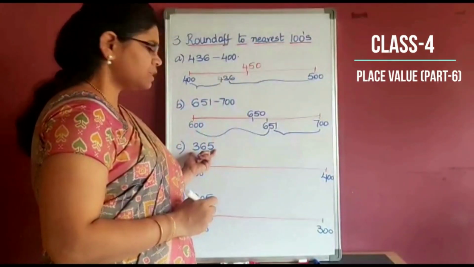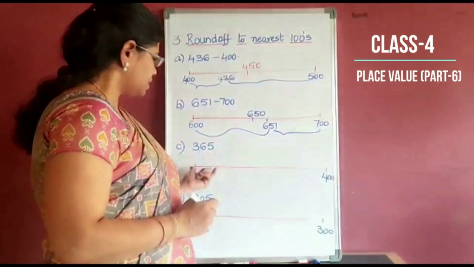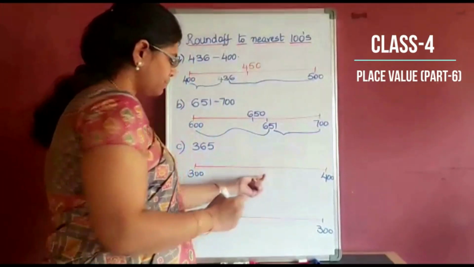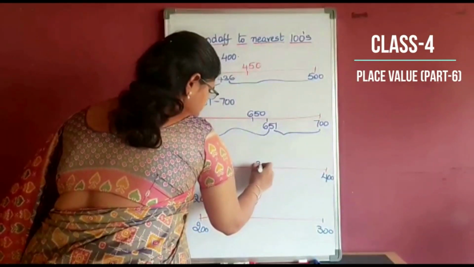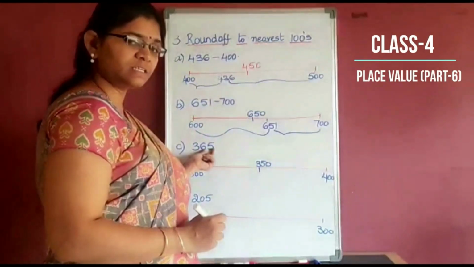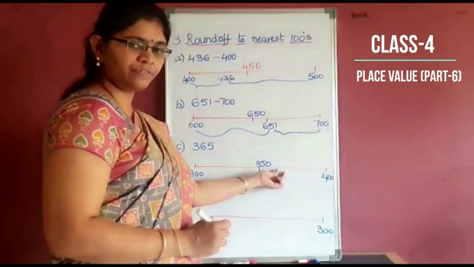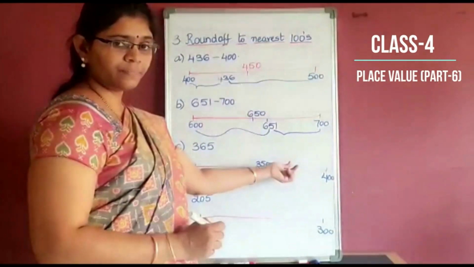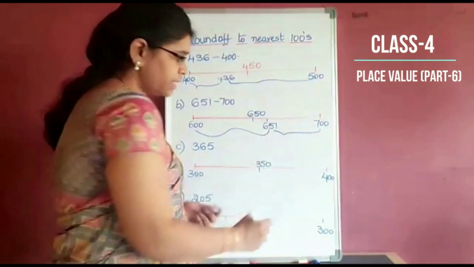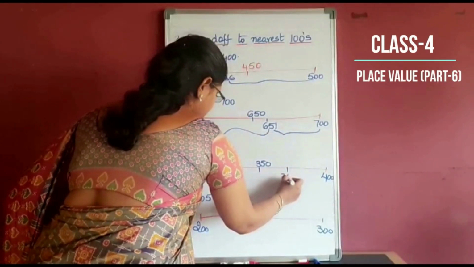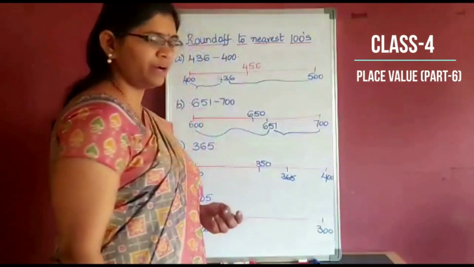Now see children, 365. This is in between 300 and 400. The exact middle number for 300 and 400 is 350. After 350 you have 351, 352 till 360. Then 361, 362 and so on, and 365 is somewhere here, roughly in this place.